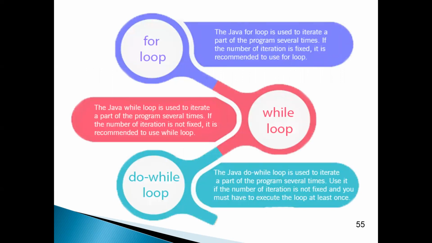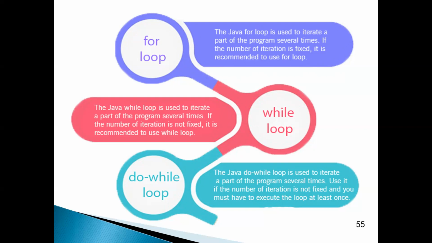Please look at slide number 55. You can see the for loop, while loop, and do while loop. The Java for loop is used to iterate a part of the program several times. If the number of iterations is fixed, it is recommended to use the for loop.